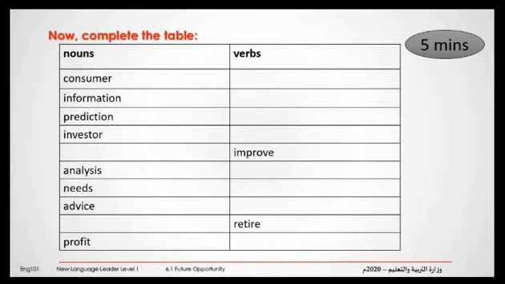Now, try to complete the table with the missing word. Is it a noun or a verb? You've got 5 minutes to do this exercise. You can use your dictionary.